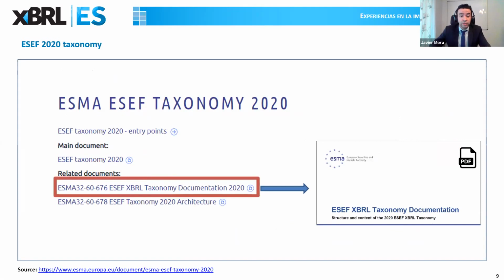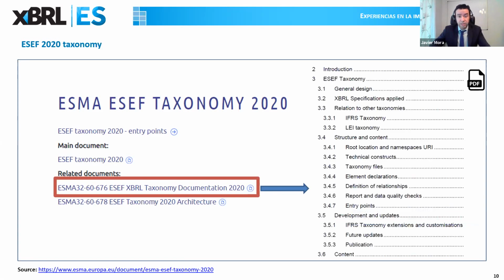Then we have documentation. We have very good documentation of the ESMA taxonomy. This documentation has three main sections. The introduction and the SF taxonomy are the most important ones. We have a technical description of how the taxonomy is built, its structure, content and design, and also the development and the future updates that are expected on the taxonomy. It's a PDF documentation as usual.